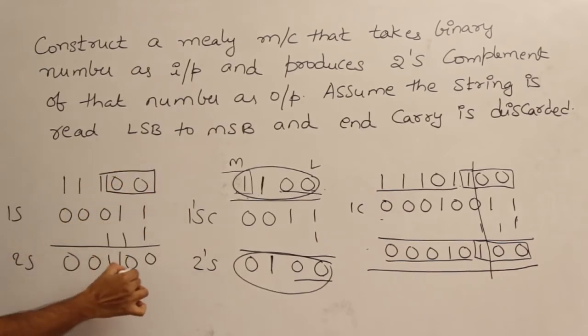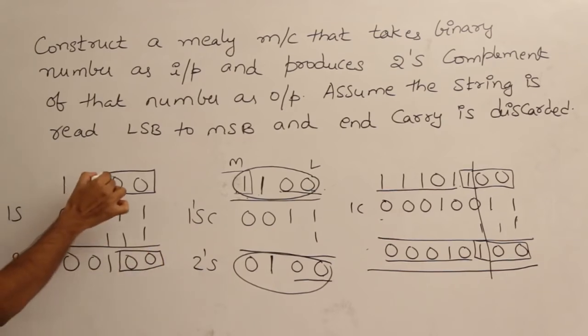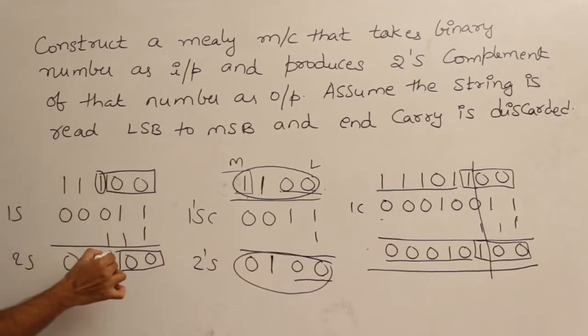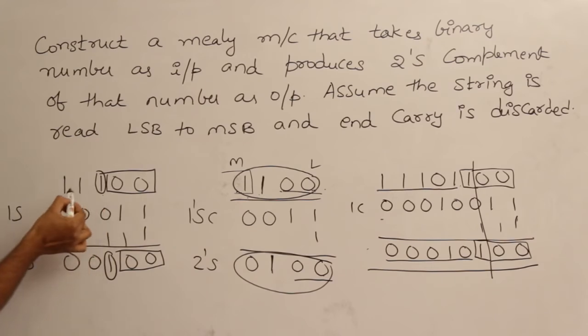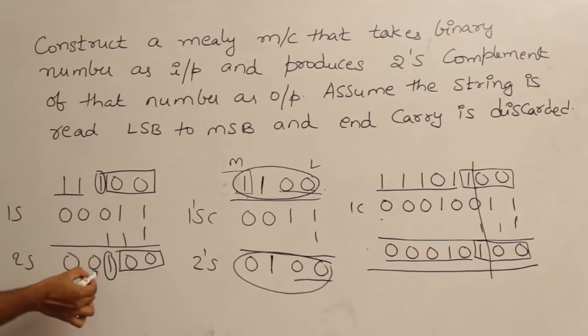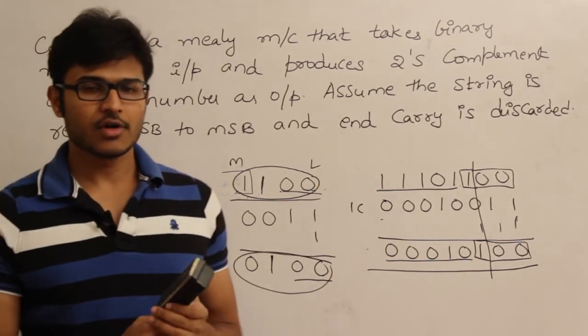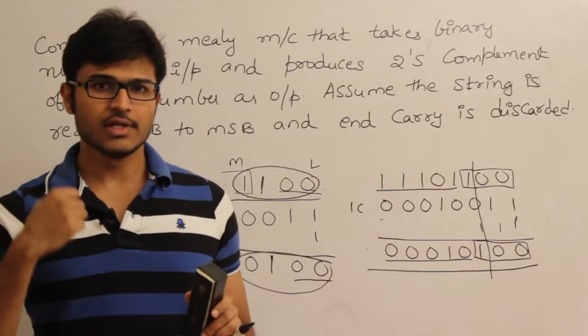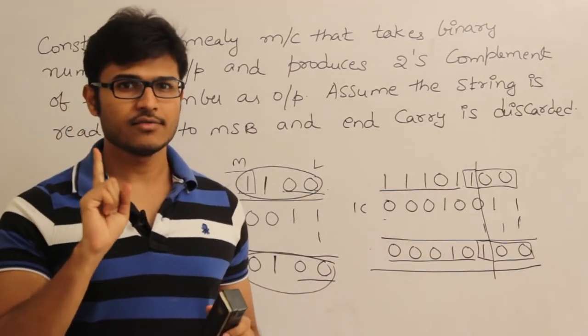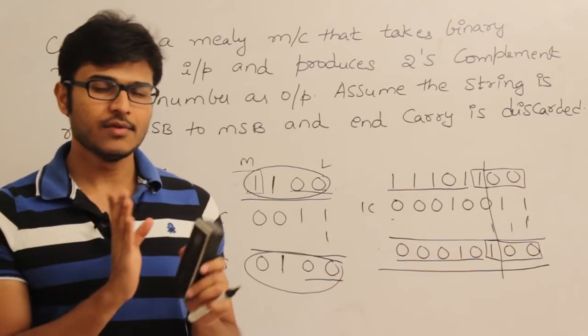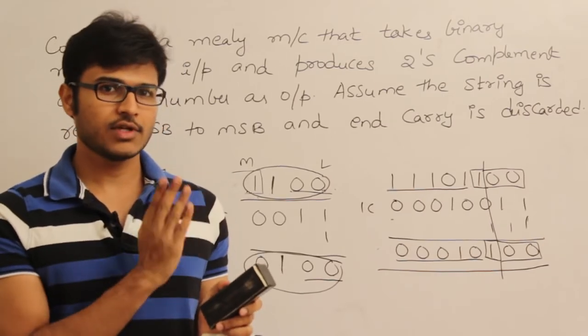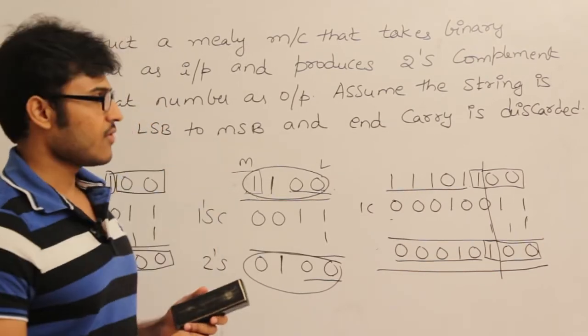Whatever are the least significant zeros, you write them as they are, and the first one you write as it is, and whatever is remaining we take the 1's complement of that. So by this you should understand one logic. If I start from the LSB, whatever zeros are there, I leave them as zeros, and after seeing the first one from the LSB, I leave it as 1, and after that, whatever I see, I apply 1's complement.